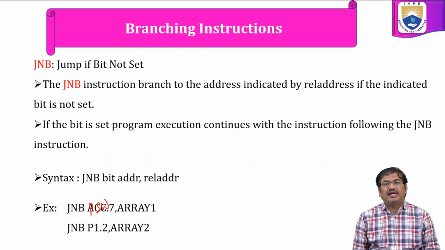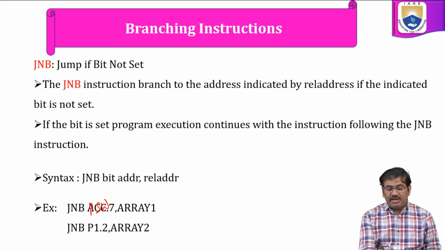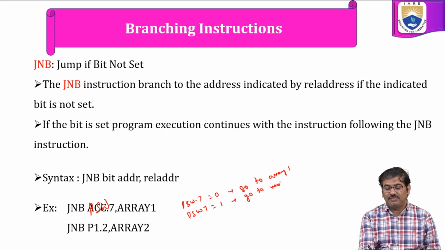So let us consider JNB PSW.7, comma, array 1 as one example. The second example is JNB P1.2, comma, array 2. Here the value you are going to check is the program status word, the 7th bit. If it is equivalent to 0, then go to array 1. If the program status word 7th bit is equivalent to 1, then go to the next instruction.